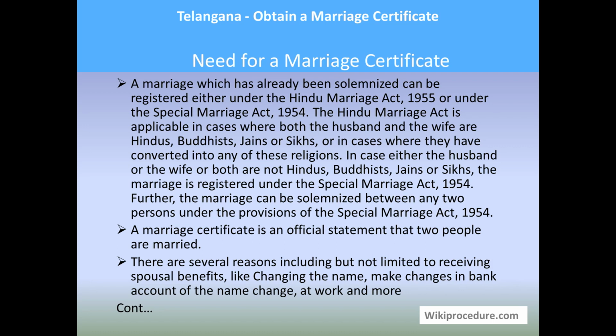So, two marriage acts: Hindu Marriage Act 1955, where both of them are Hindu, Buddhist, Jain or Sikh, or converted; and Special Marriage Act 1954, in case either the husband or wife or both are not Hindus, Buddhists, Jains or Sikhs.